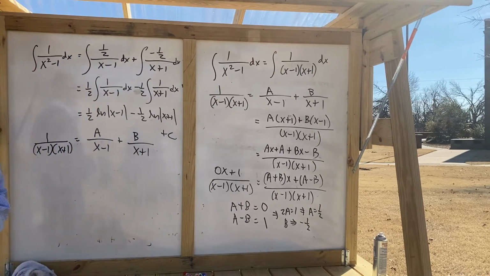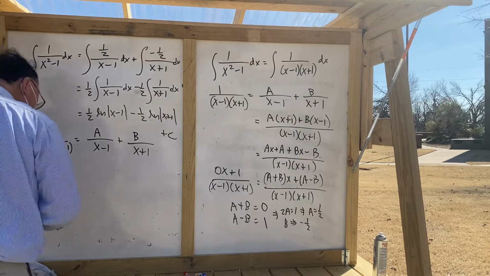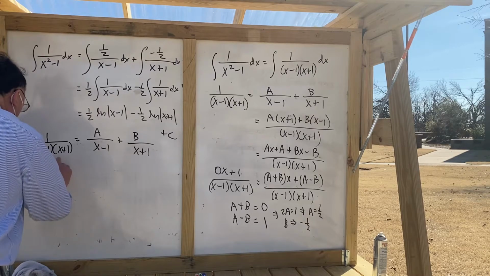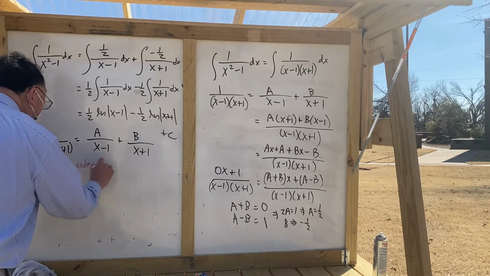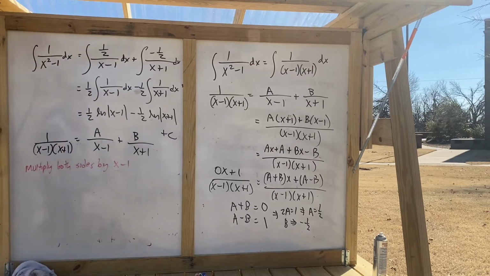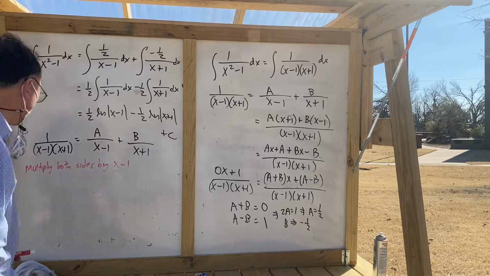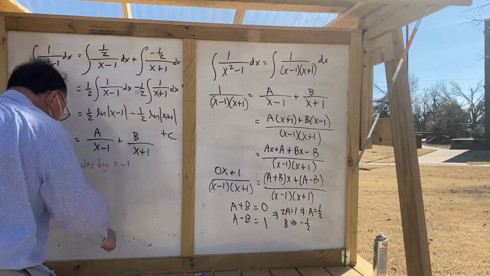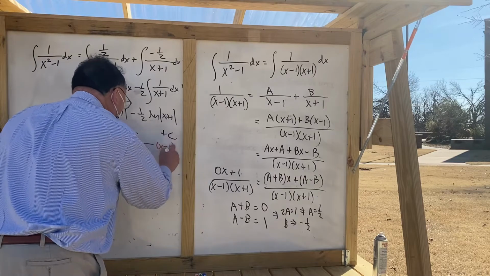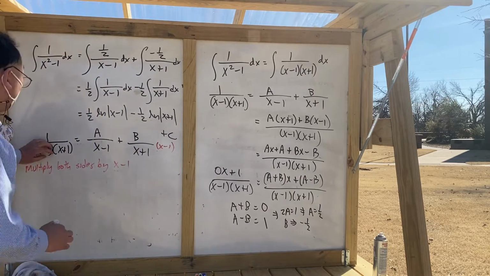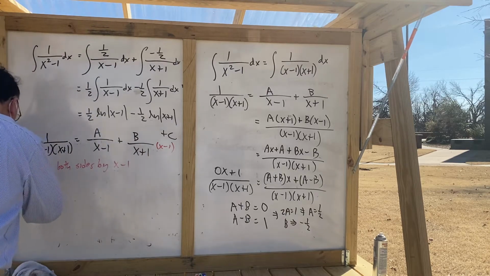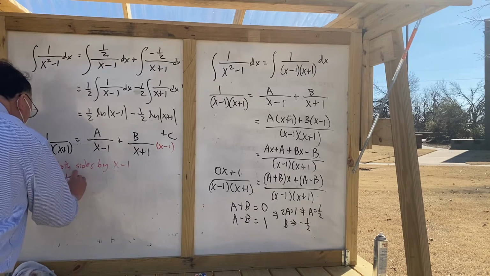I'm going to multiply both sides by x minus 1. Now, when I do that, I'm going to do the cover-up method. I cover up the x minus 1, and I end up here with x minus 1. Now I'm going to cleverly set x equal to 1.